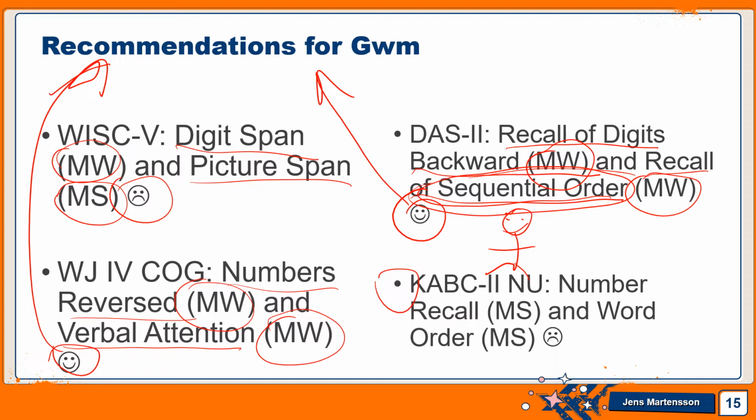And the KABC number recall is a memory span test, and word order is a memory span test. Not even close on the KABC.